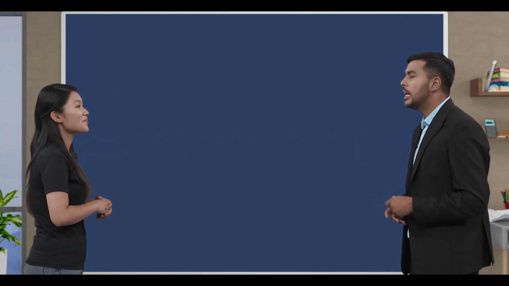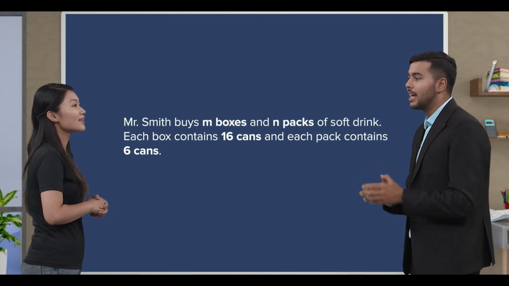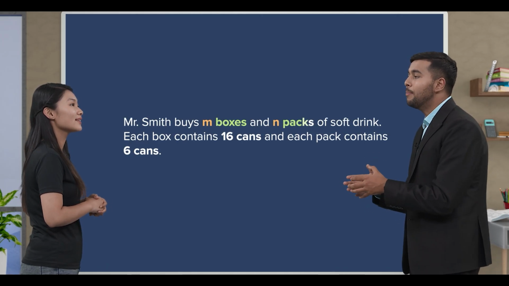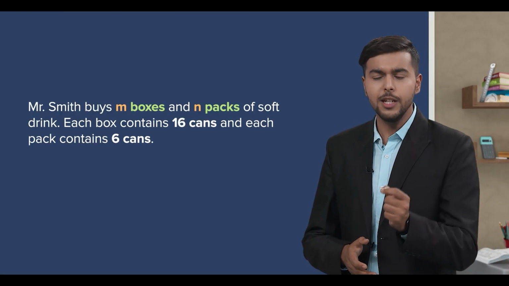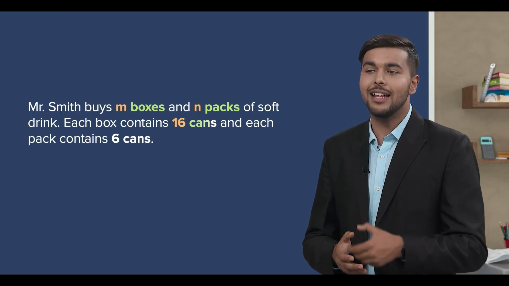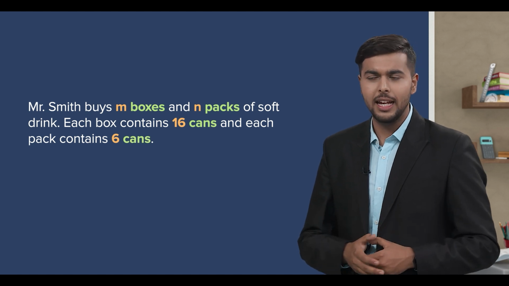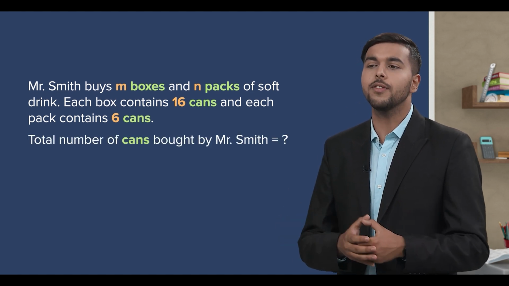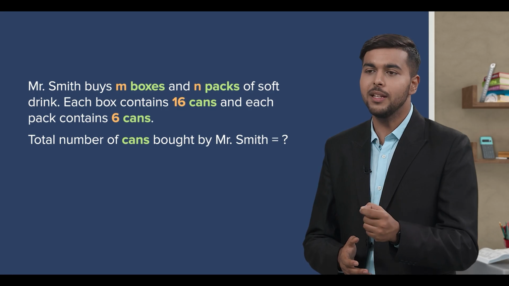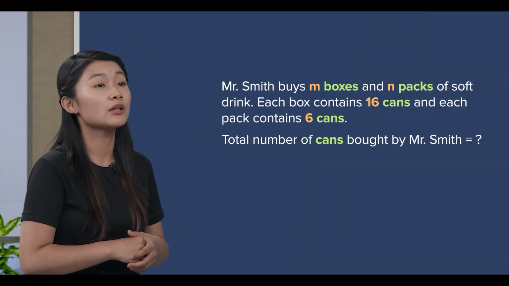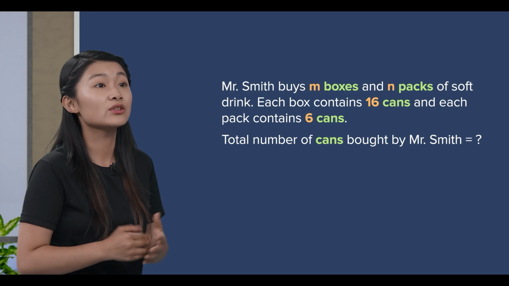Yes, of course. Let's assume that Mr. Smith is having a party, and for that, he buys M boxes and N packs of soft drink. Each box contains 16 cans and each pack contains 6 cans. Can you first write an expression for the total number of cans of soft drink Mr. Smith has bought? Sure. First, I'll break down the question in parts so that it's easier to understand.